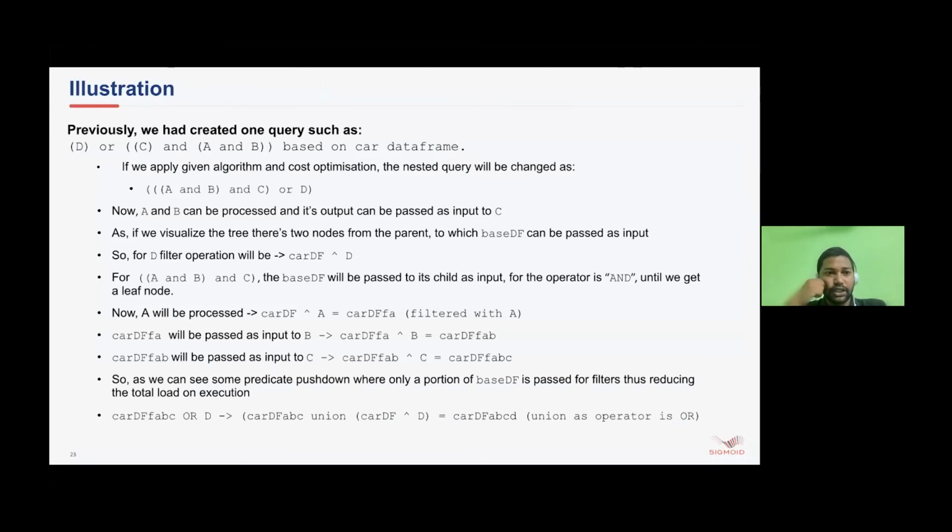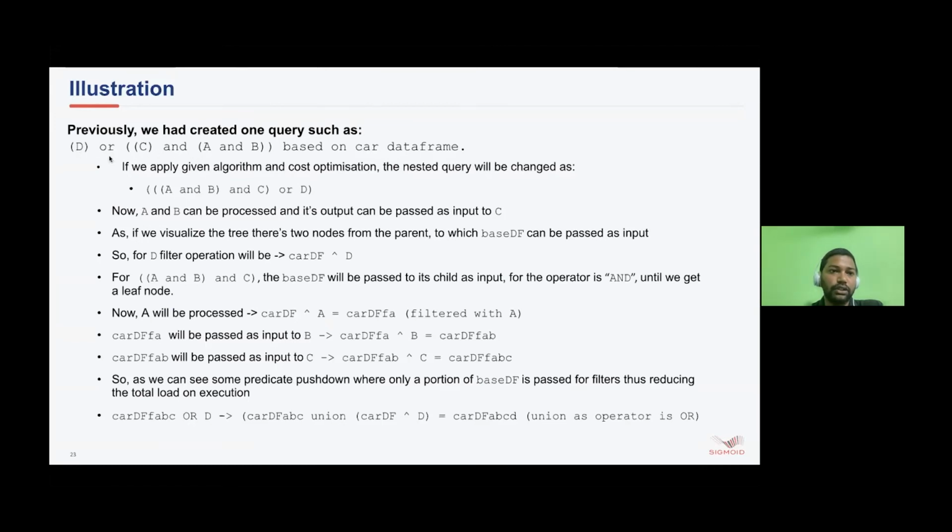So let's see an example. I have created one query out there. So these were all the points that we discussed. But let's see how we could confirm that there has been an optimization out there. So let's have some query like D or C and A and B, based on the card data frame. So if we apply the given algorithm and cost optimization, right?